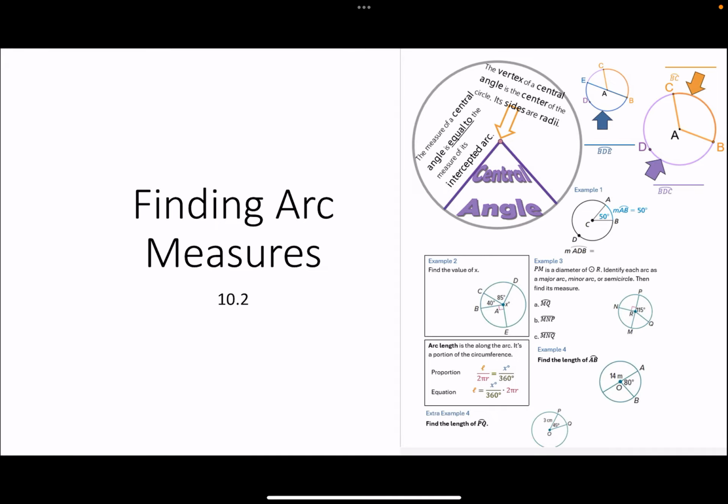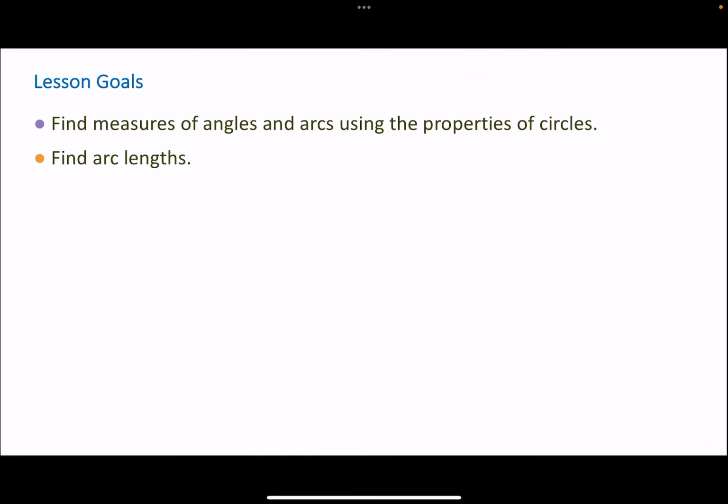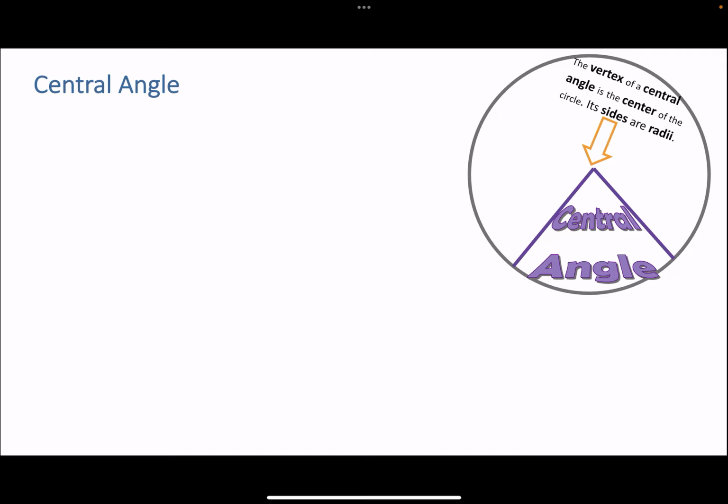All right, we get to talk about arc measures. So our goal is to learn how to find the measures of angles and arcs using properties of circles, and also how to find arc lengths. So first of all, we have to understand the concept of a central angle.